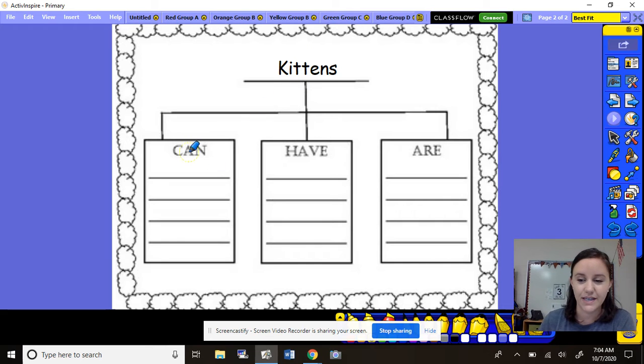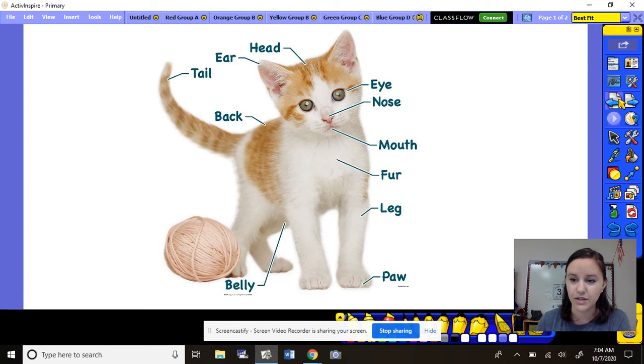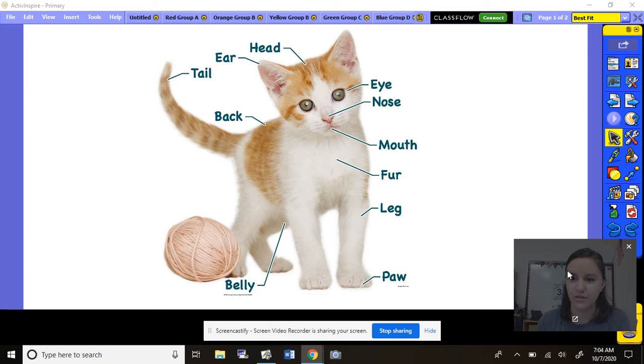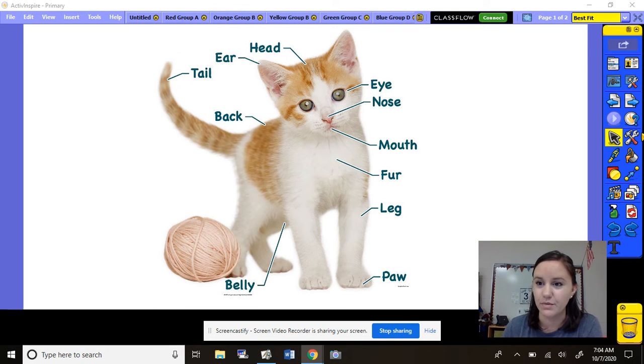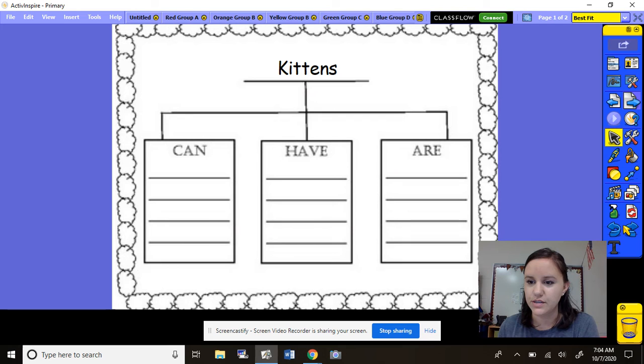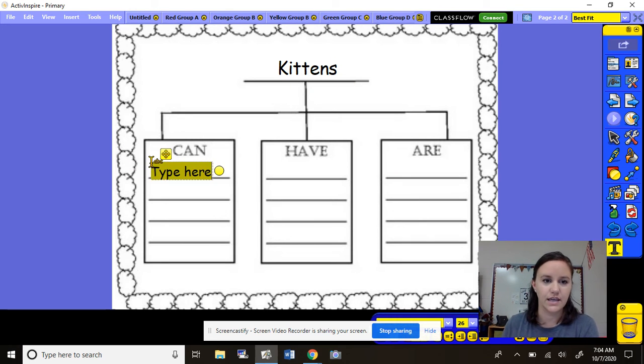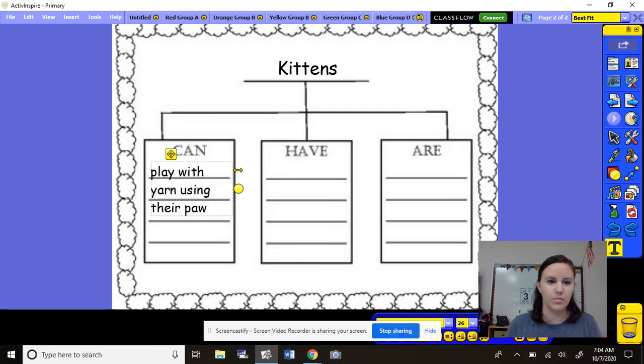So let's start with kittens can. I'm going to look at the diagram and think to myself, what can kittens do with some of their body parts? So let's see. Let's look at that ball of yarn. The kitten can play with that ball of yarn with its paws. So I'm going to say kittens can play with yarn using their paws.